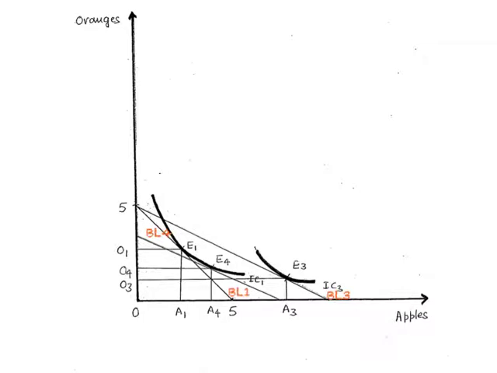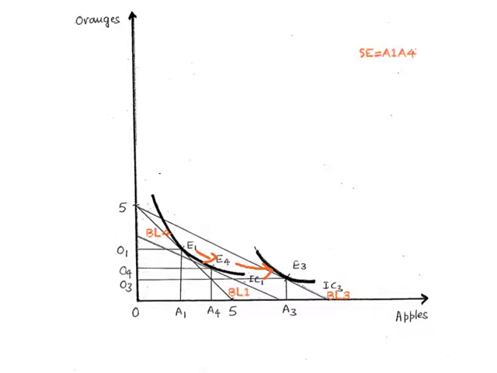Now we have equilibrium point E1 corresponding to budget line BL1. We have equilibrium point E3 corresponding to budget line BL3. And based on this diagram, we should be able to figure out the substitution effect, which will be captured by a movement from E1 to E4. Substitution effect will be equal to A1A4. And then we look at the income effect, which is a movement from E4 to E3.